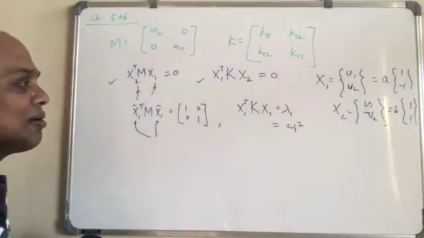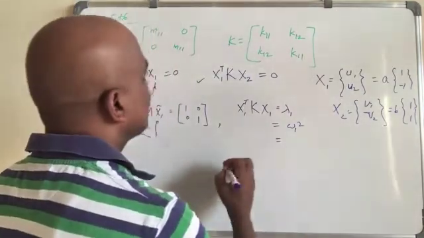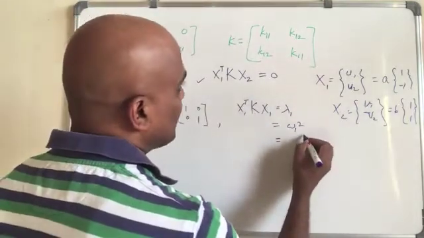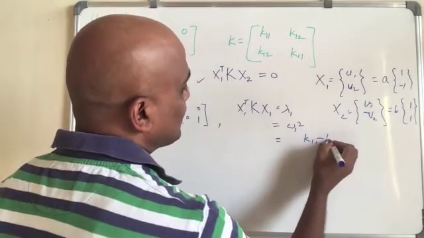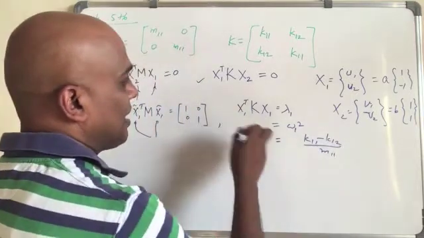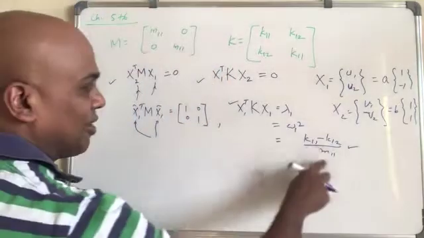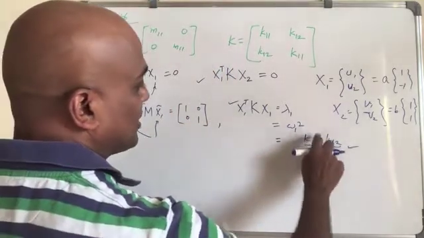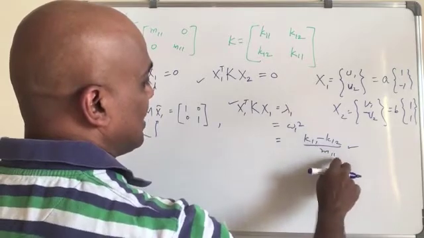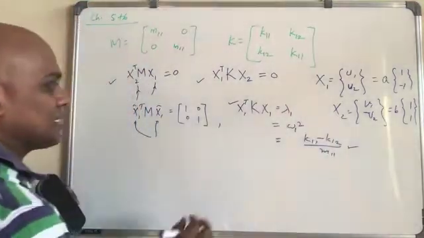And omega 1 square we already got, and the value was what? The value was k11 minus k12 divided by m11, which is lambda 1, simply. So we derived already lambda 1, omega equal to root of k11 minus k12 divided by m11. We got that already. So here it is like this.